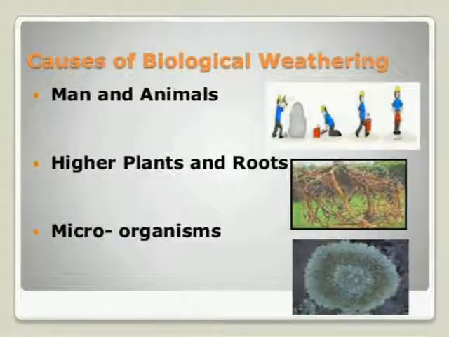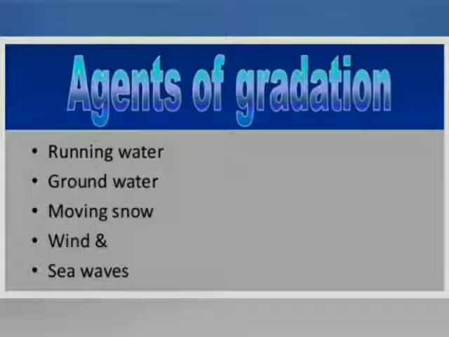Third type of weathering, biological. It happens due to human activities such as mining or construction, animals like rabbits that burrow the land, and the plants that expand the rocks for the growth of roots. Next chapter was gradation, that is the process of leveling of land. Last week we have seen the three agents, right? River, glacier and sea waves. And today we will be seeing about the groundwater and wind.